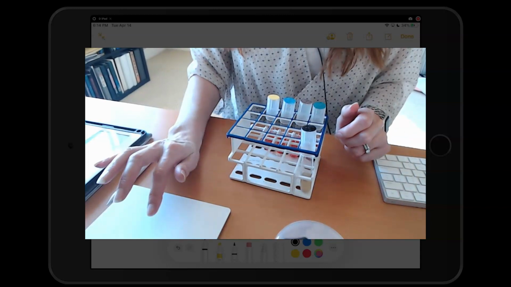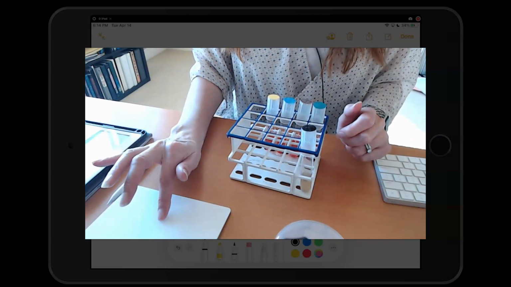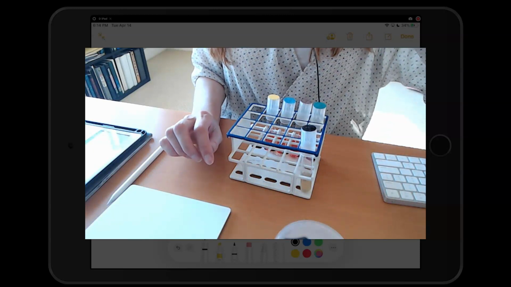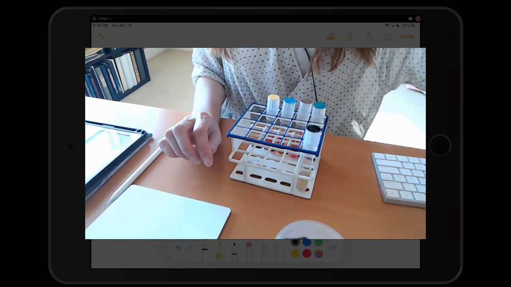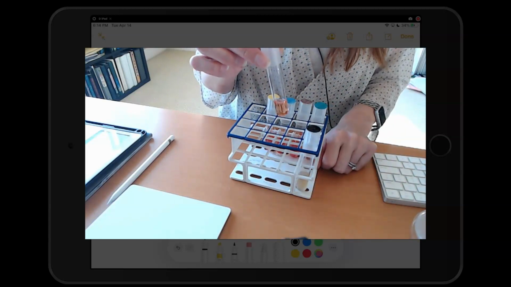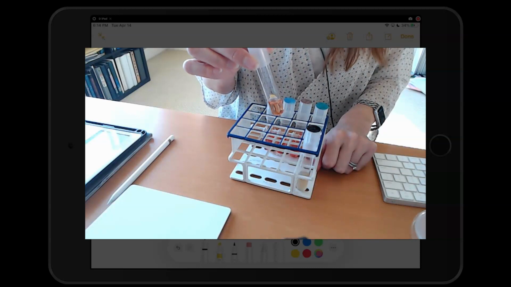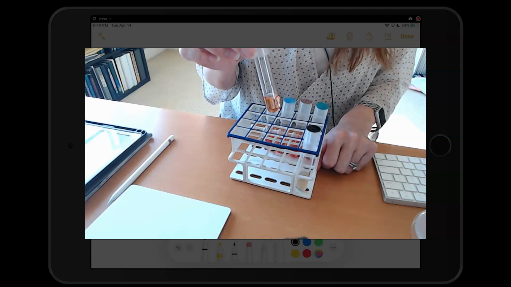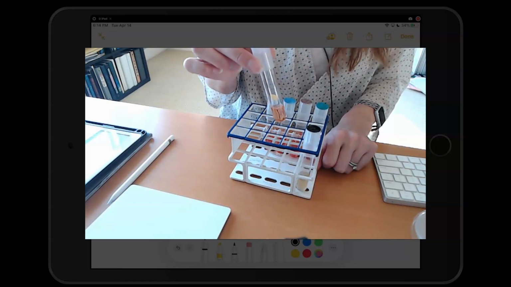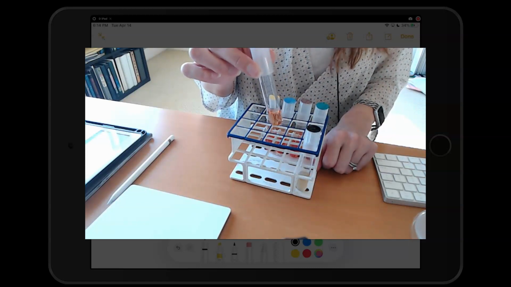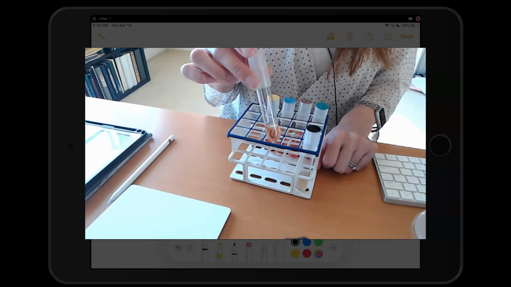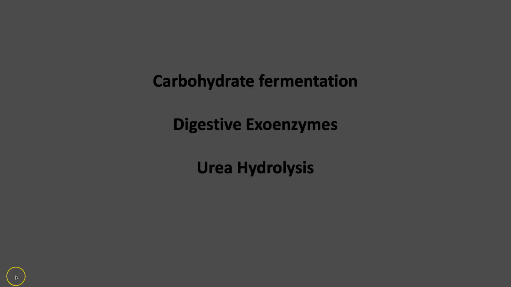The last experiment that we're going to talk about today is urea hydrolysis. Okay, so here is my culture for the urea hydrolysis. It also has this sort of red pigmentation to it, right? I wonder why. Why do you think it has that pigmentation? That's right. It also has a pH indicator. The pH indicator that's used for the urea hydrolysis test is phenol red. Ooh, just like our carbohydrates.